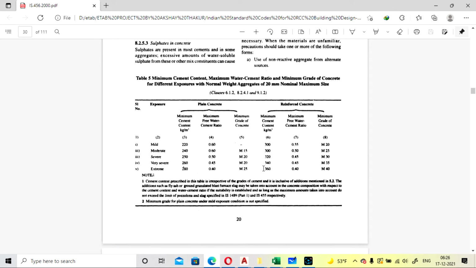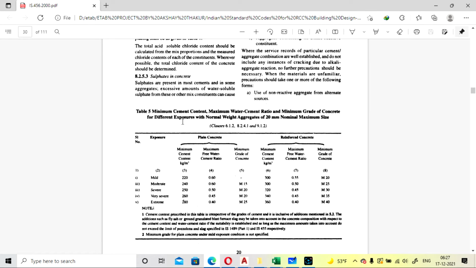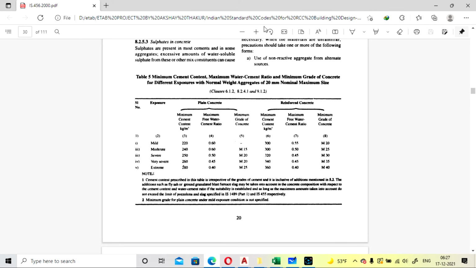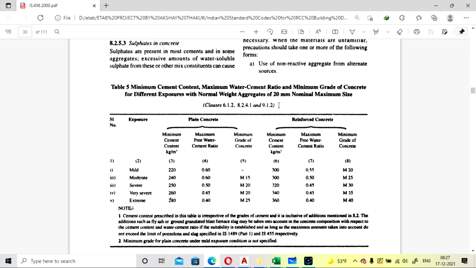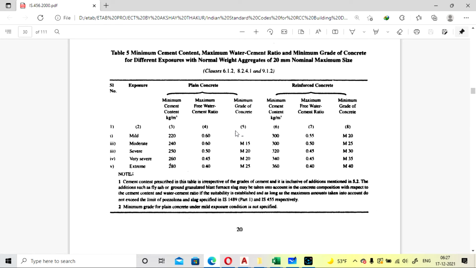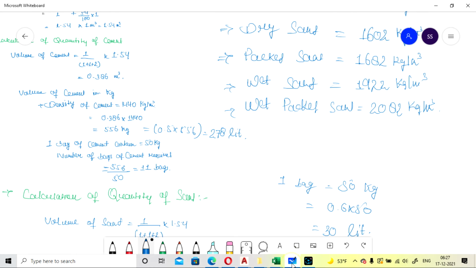456 Table 5, here we mention the minimum cement content, maximum water cement ratio, and minimum grade of concrete for different exposures of normal weight aggregate of 20 mm. Okay, so this is the table you can follow for the assumption of your grade and also for the water cement ratio. Okay, so we have taken M25 grade of concrete, so the maximum water cement ratio will become 0.50. So for this you have to multiply the cement quantity that you have calculated by 0.50.